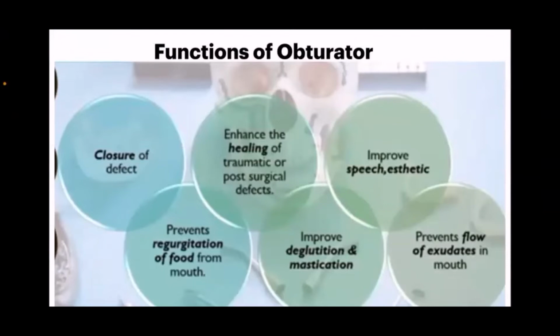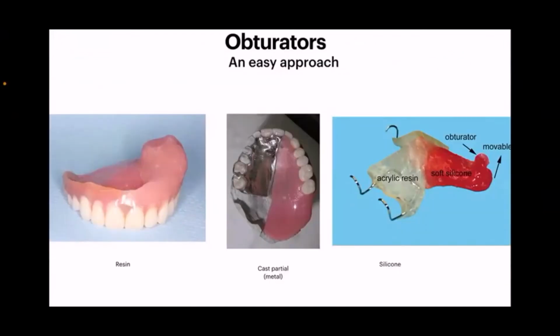So obturators are an easy approach for the rehabilitation of head and neck cancer patients, depending upon the material they are made up of. They can be made up of resin, cast partial metals, and the silicone ones.